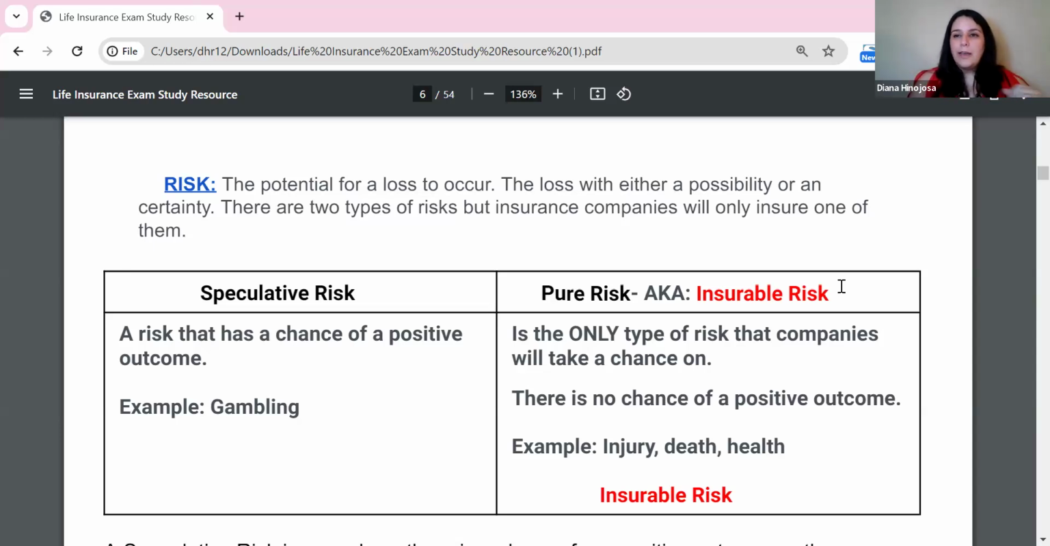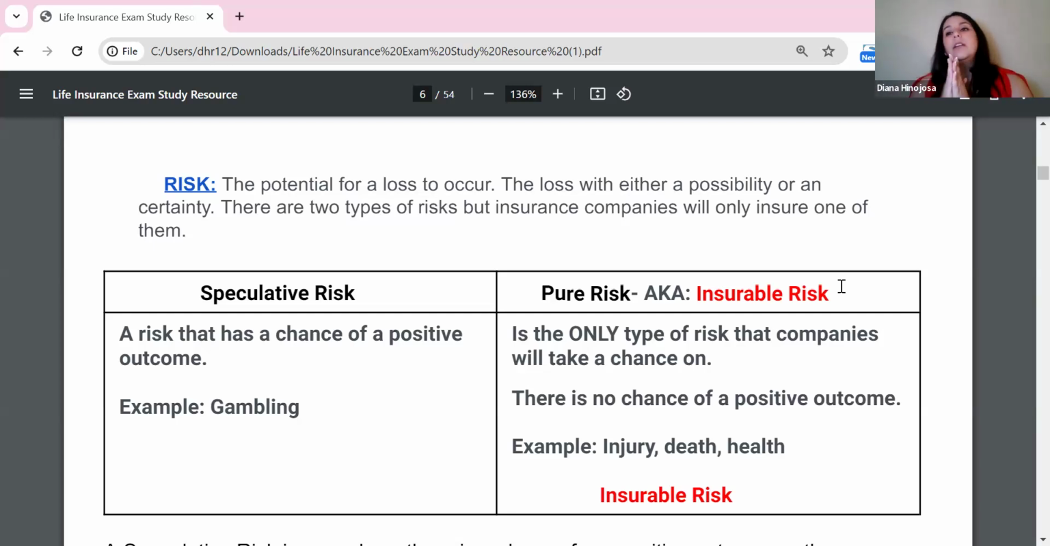Death, like we've talked about, everyone's going to die, 0% chance of a positive outcome, right? So again, doom and gloom, 0% chance of a positive outcome. This is our insurable risks. These are the risks we will take a chance on because the odds are stacked towards the insurance company. This is where we're going to make our money.